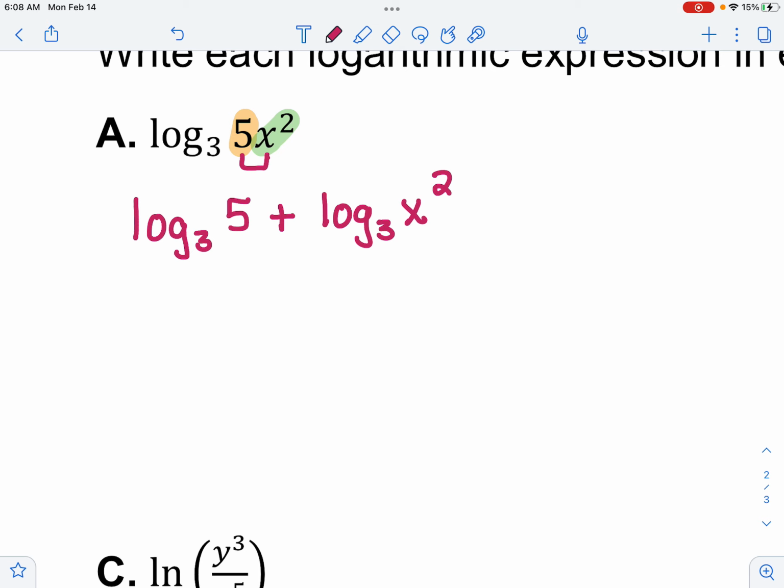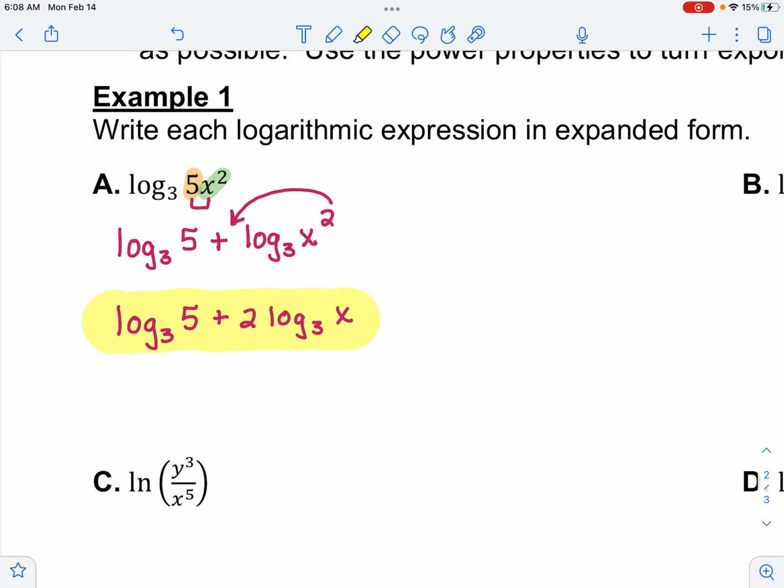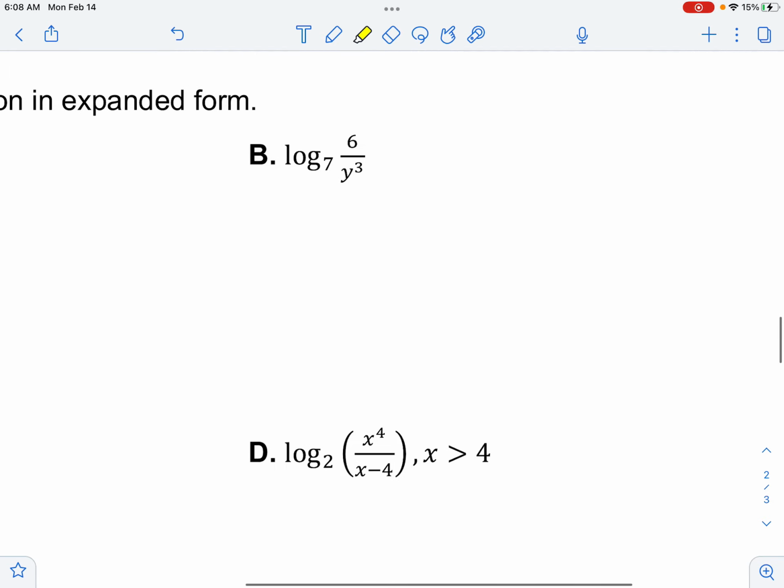Okay, and then the last thing we want to do to expand this, we want to make this as long as possible. So you're going to take any exponents and you're going to use the power property to put them out in front. So we end up with log base 3 of 5 plus 2 times log base 3 of x. And this is your answer. Okay, so it's kind of messy, but that's called expanding a logarithm expression.